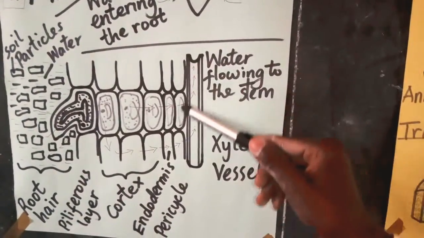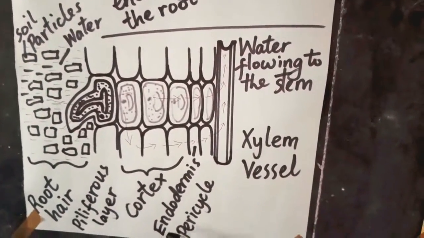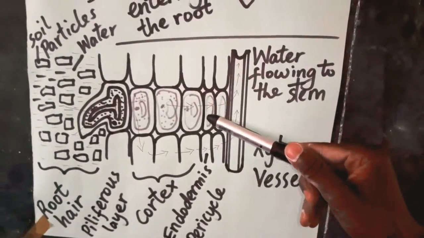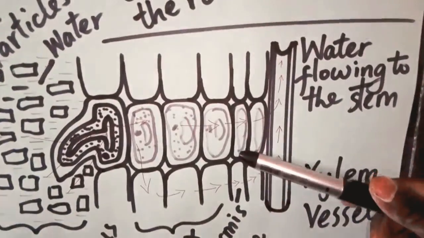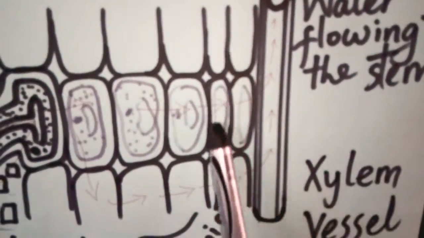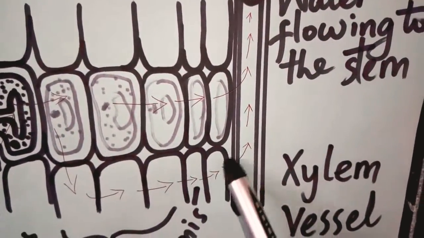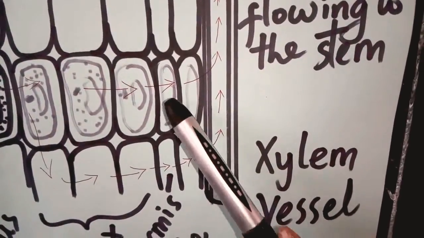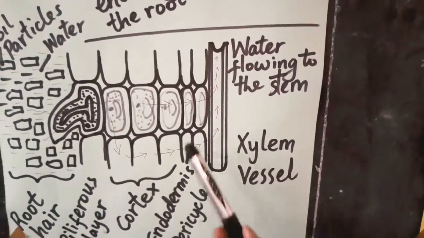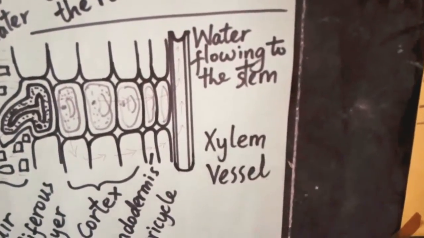When the water has been absorbed to the cells which are found in the endodermis, the cells within the endodermis region become lowly concentrated, or they become hypotonic, and when these cells within the endodermis become hypotonic, then the pericycle cells will absorb the water from the endodermis region in the process of osmosis. This process will continue until the water is availed to the xylem vessel.